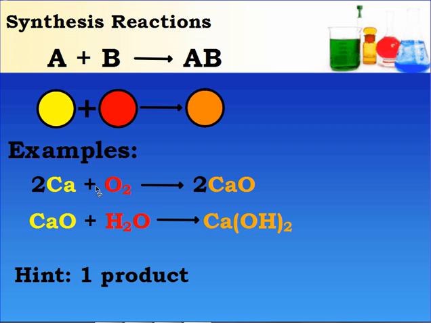So we've got calcium plus oxygen yields calcium oxide. And here I've got 2 compounds to form an even larger compound. I've got calcium oxide plus water forms calcium hydroxide. The hint that I would like you to write down is that synthesis reactions always have just one product. And the word synthesis means to make something new, to synthesize.